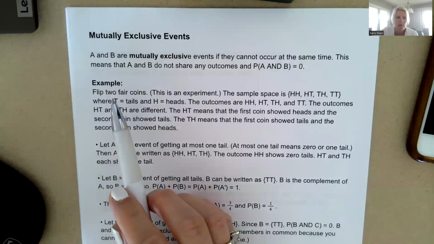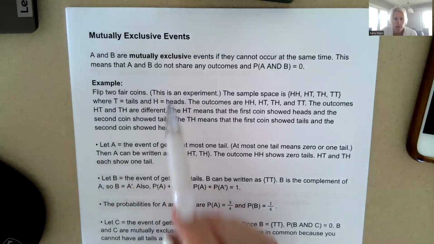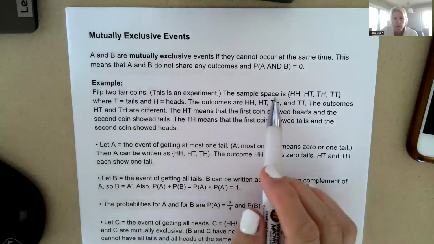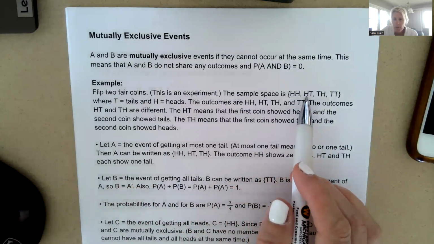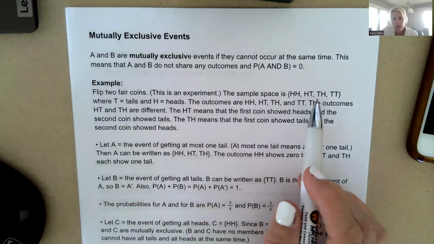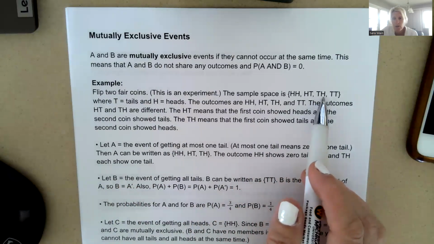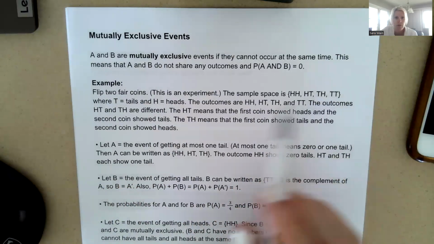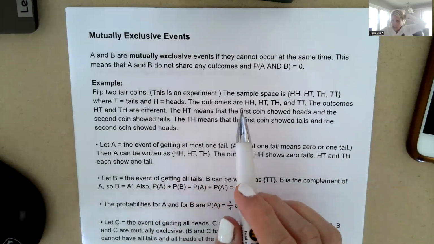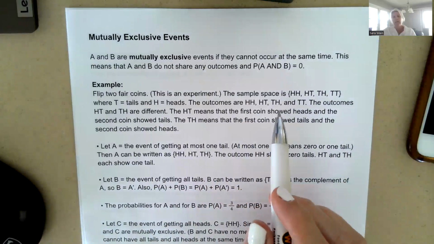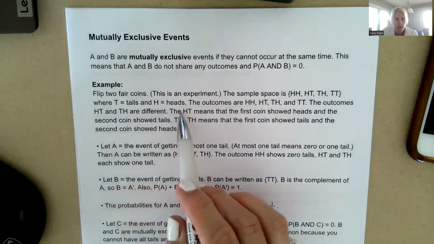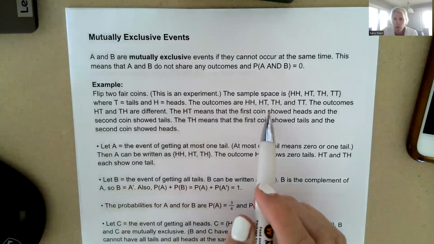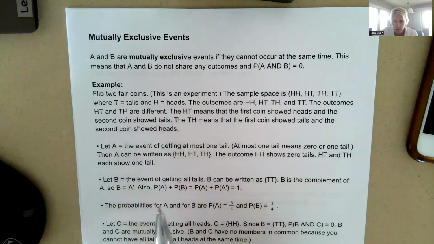Let's say we flip two fair coins. This is an experiment. So the sample space would be, we could get heads on both, we could get heads on the first, tails on the second, or tails on the first, heads on the second, or we could get tails on both. The outcomes are HH, HT, TH, and TT. The outcomes HT and TH are different.